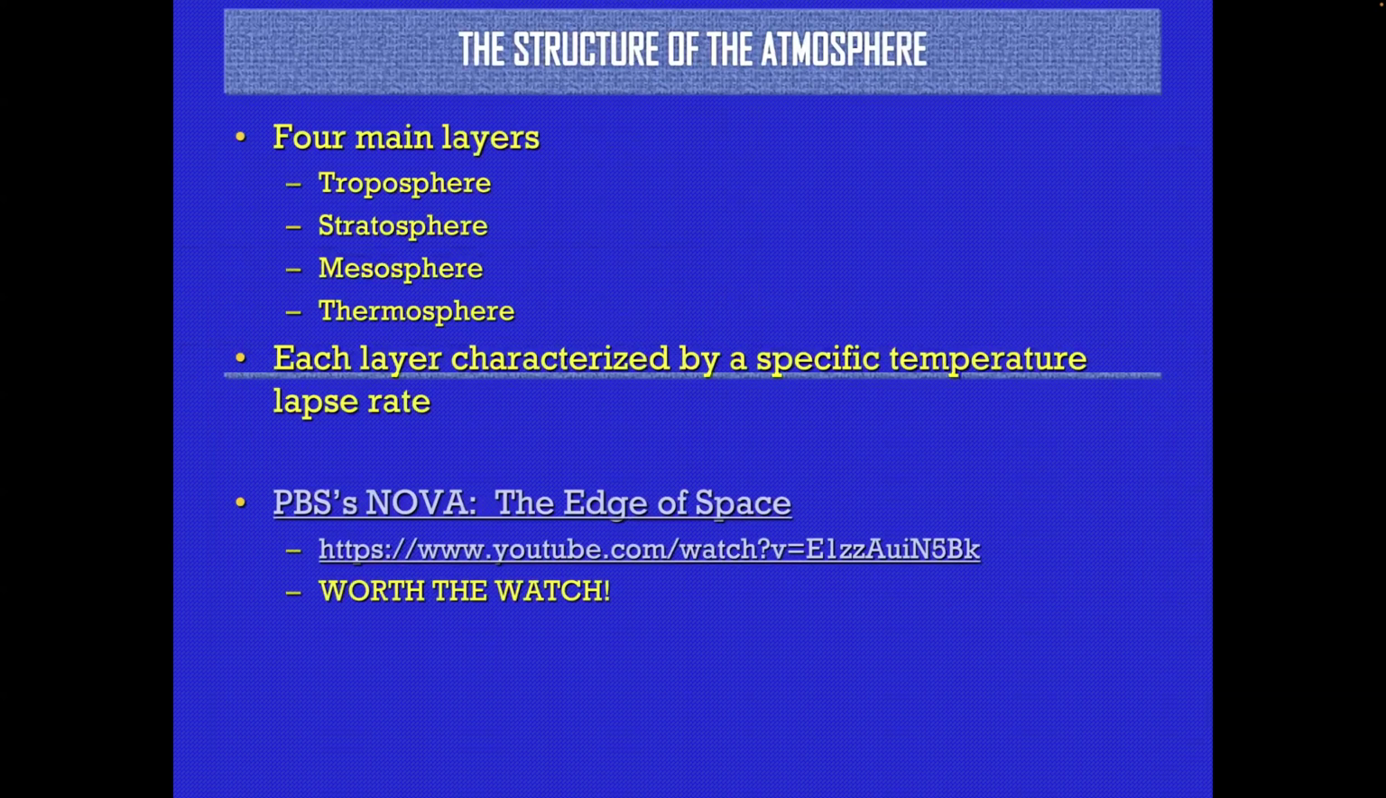The atmosphere is broken up into 4 layers. We are primarily going to focus on these 2. Again, each layer is characterized by a specific temperature rate, meaning how they change with height.